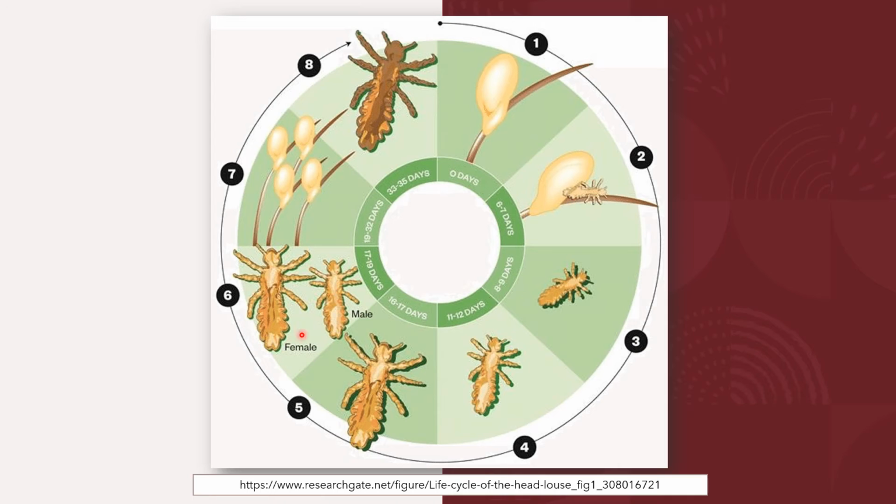Then the adult male and female will mate. The female will lay her first eggs 2 days after mating, and can lay up to 4 to 8 eggs per day for the next 16 days. And at number 8, the louse dies. The larvae and the adults typically die within a day or 2 if they fall off a host, because they require the temperature and relatively high humidity provided by the human body.